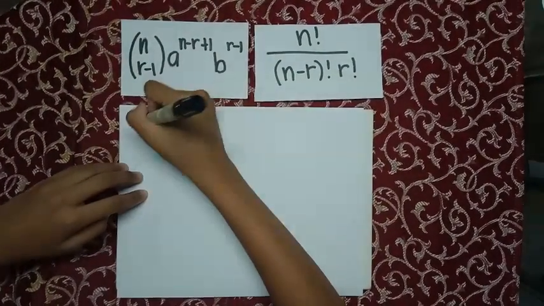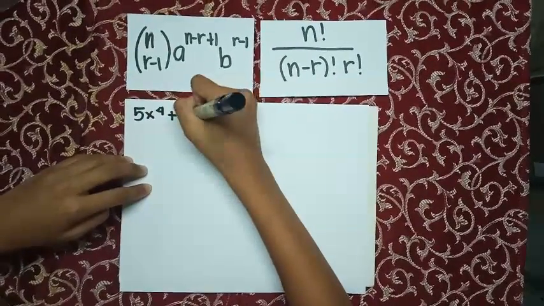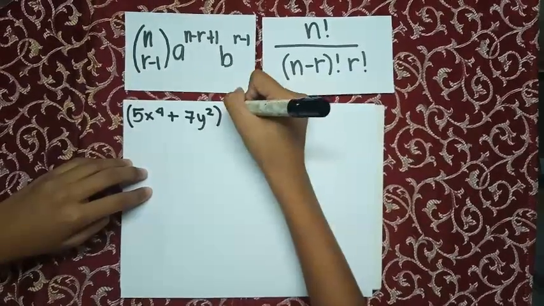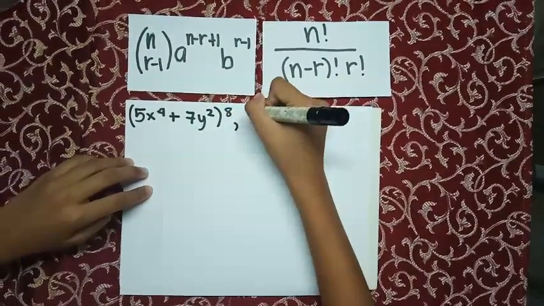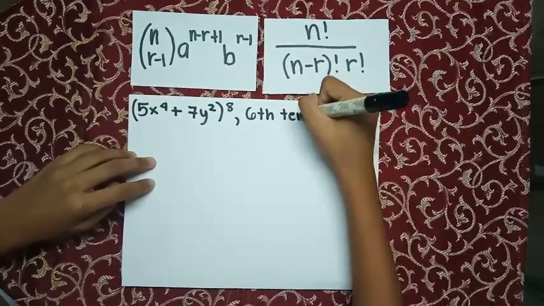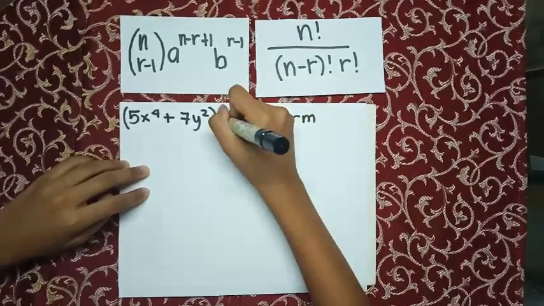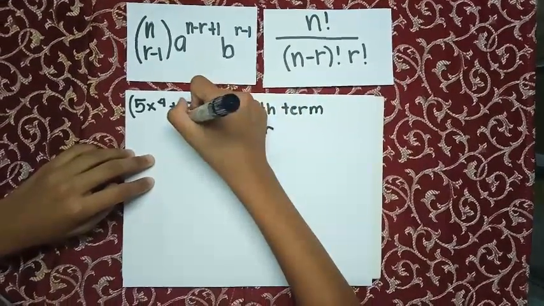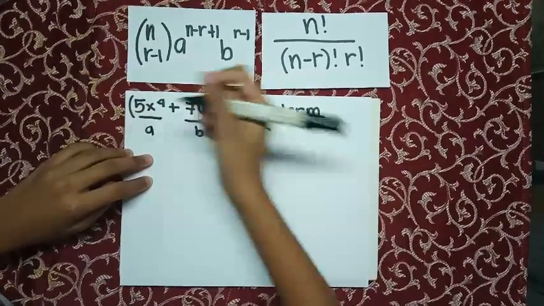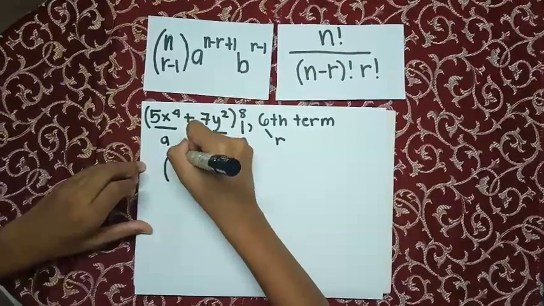So we have the binomial quantity of 5x raised to 4 plus 7y squared raised to 8. So we are looking for the sixth term. Let 6 be the r. Let 8, which is the exponent, be the n. 5x raised to 4 be the a. And 7y squared be the b.